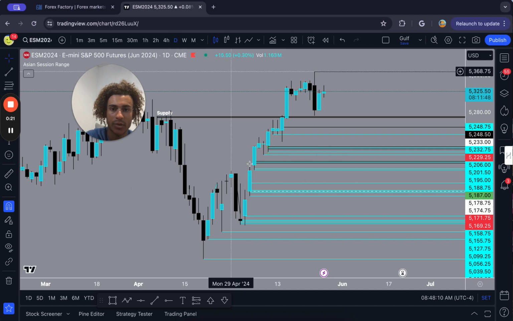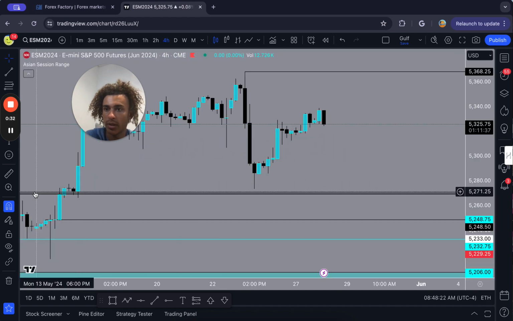And just identify market structure, right? So we have been in an uptrend. Right, so we're at a little bit of a high right now. We just had this all-time high. So just keep these things in mind. Market structure, trends, all that good stuff.